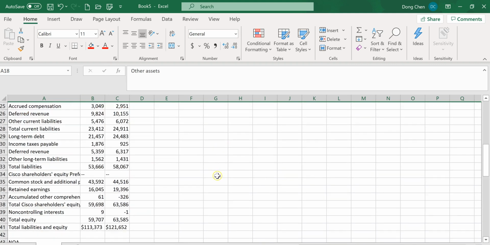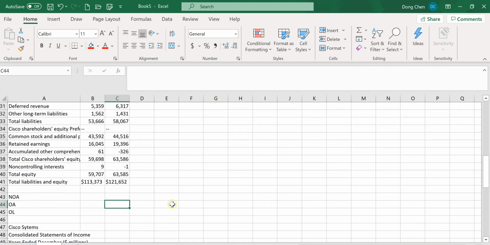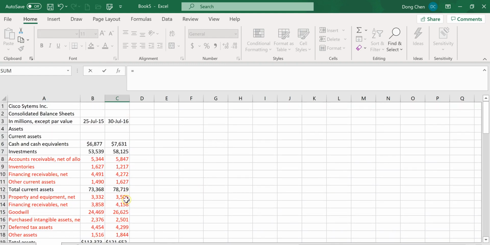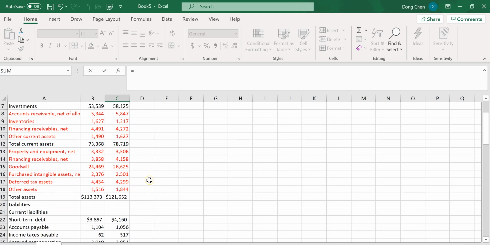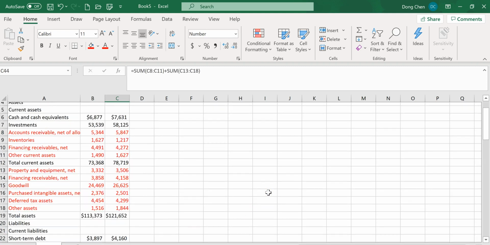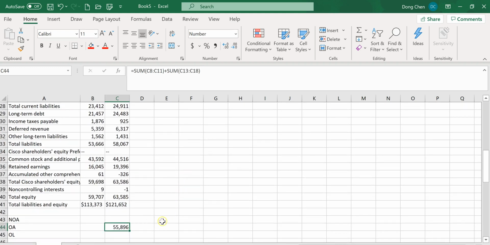Now I can calculate my operating assets by adding up these items in red. Because I have some consecutive items, I can use the sum function, and then I add another sum function. It's a shortcut rather than adding the individual numbers. Let me double check. Yes, that's exactly what we have.